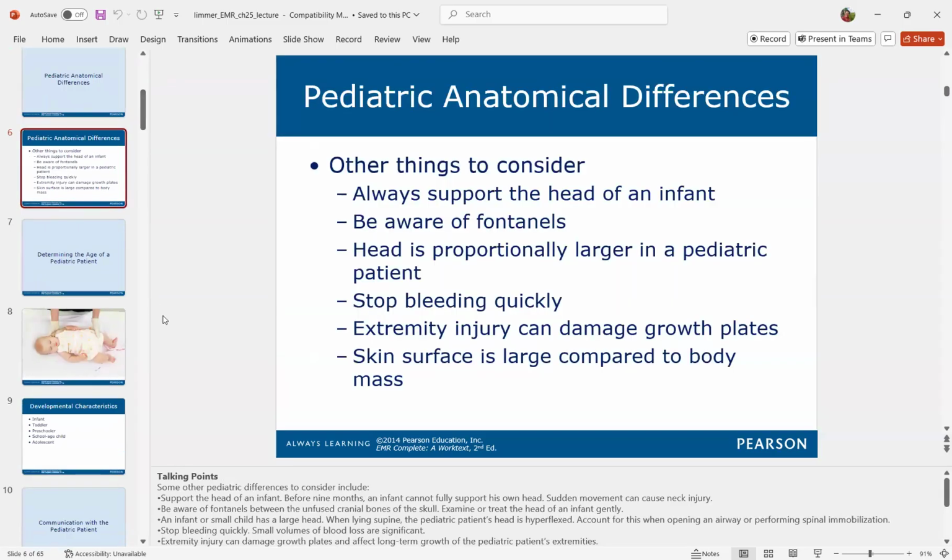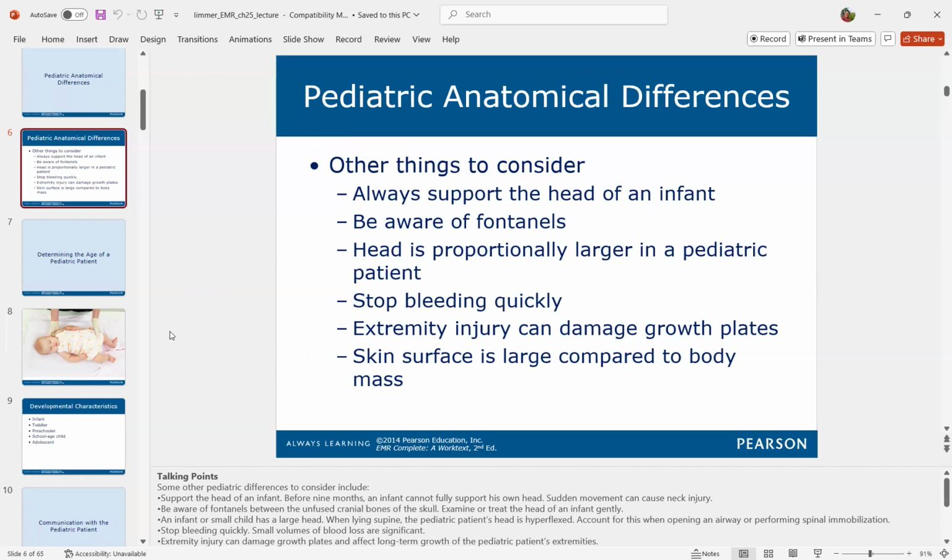Some other pediatric differences, so supporting the head of an infant, and we talked about that a little bit. Before 9 months, an infant cannot fully support their own head, so just make sure that we're supporting their head. Sudden movements can cause neck injuries in that age bracket. Be aware of the fontanelles, like I talked about, between the unfused cranial bones that haven't fused together yet of the skull. There's one anterior, one posterior, so there's two on top there. We can examine or treat the head of an infant gently. Be aware of those fontanelles.